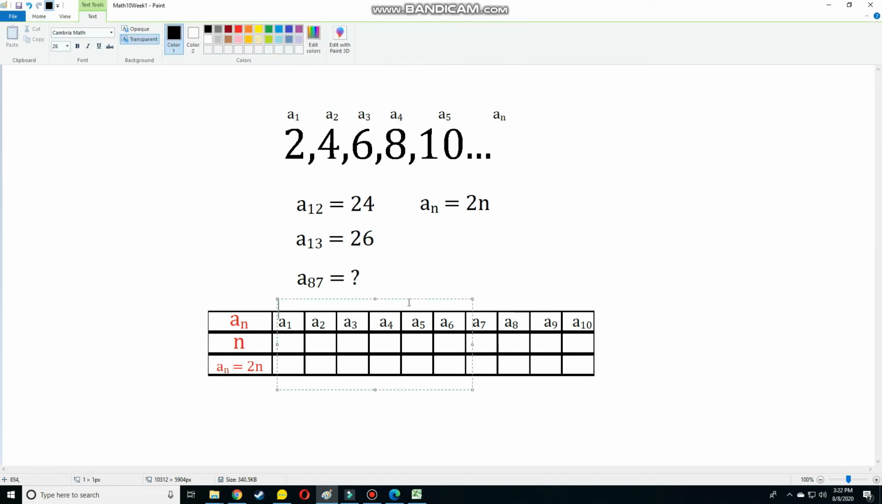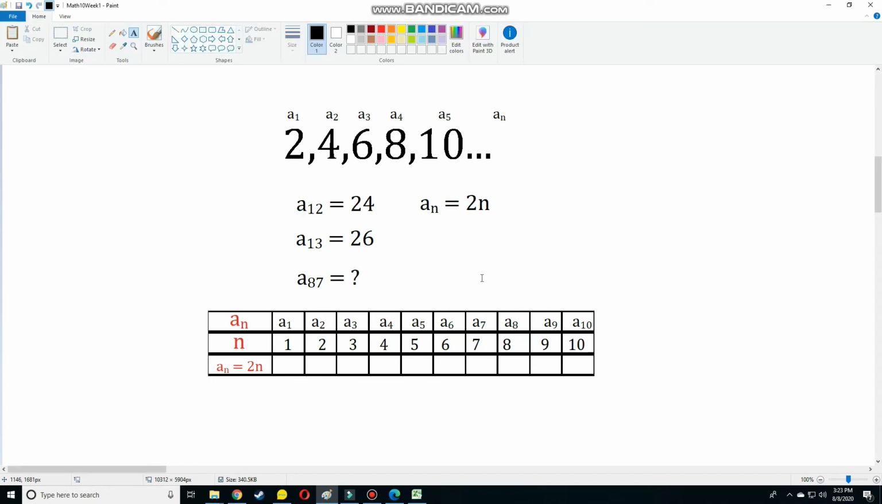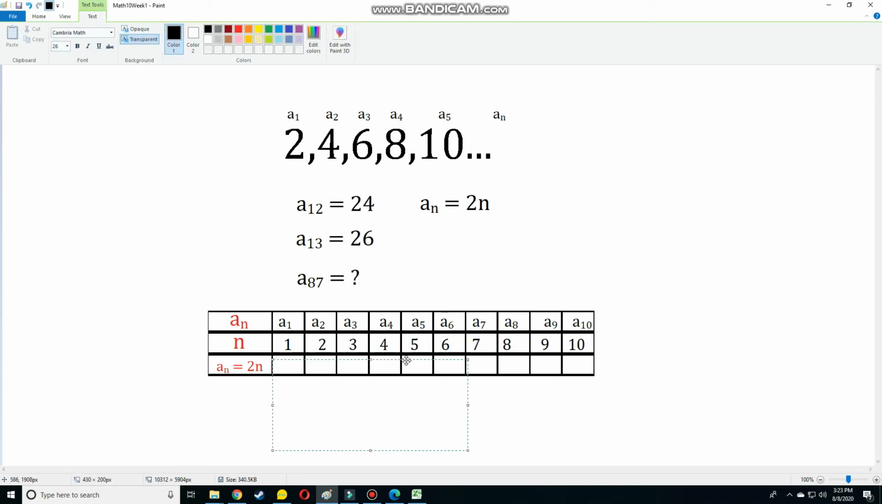N refers here to the order of terms. What term is it? For a sub 1, or the first term, that would be 1. For the second term, that would be 2. The third term, that would be 3. The fourth, and so on. And then afterwards, let us find the value of each term using our mathematical rule. And this would be 9, and this would be 10. So now let's use our mathematical rule. We have a sub n, the specific term that we are finding, is equal to 2n.